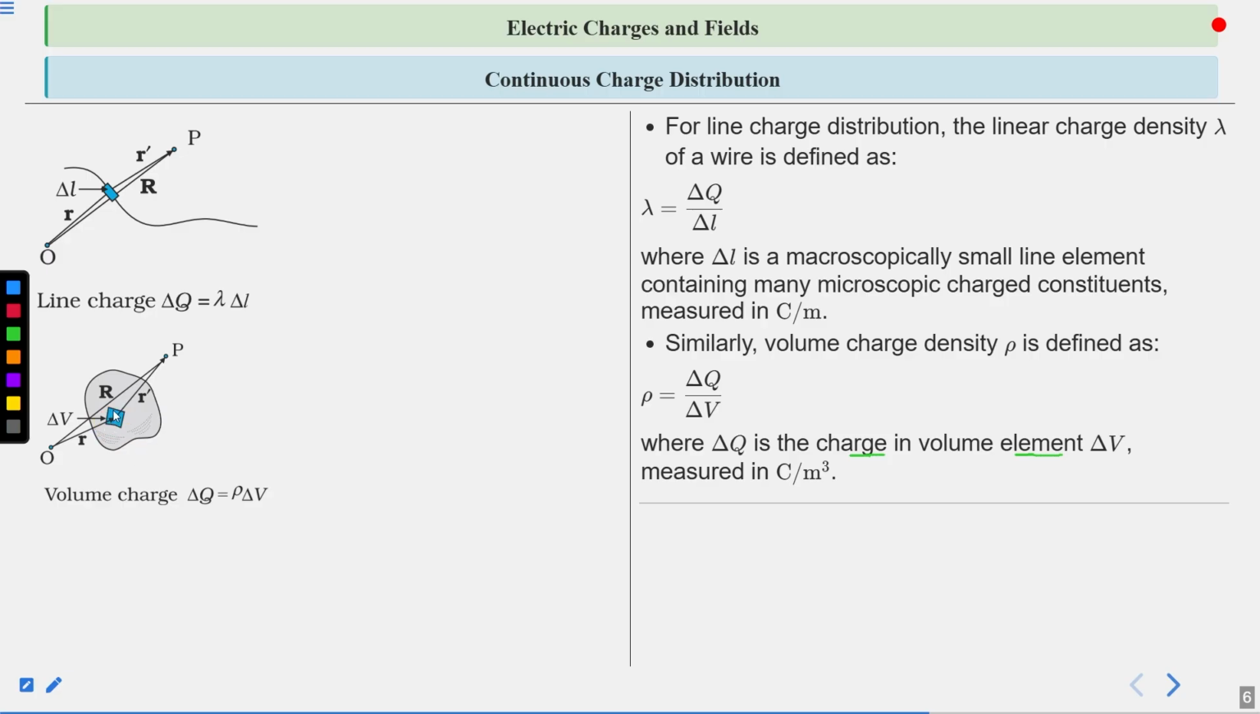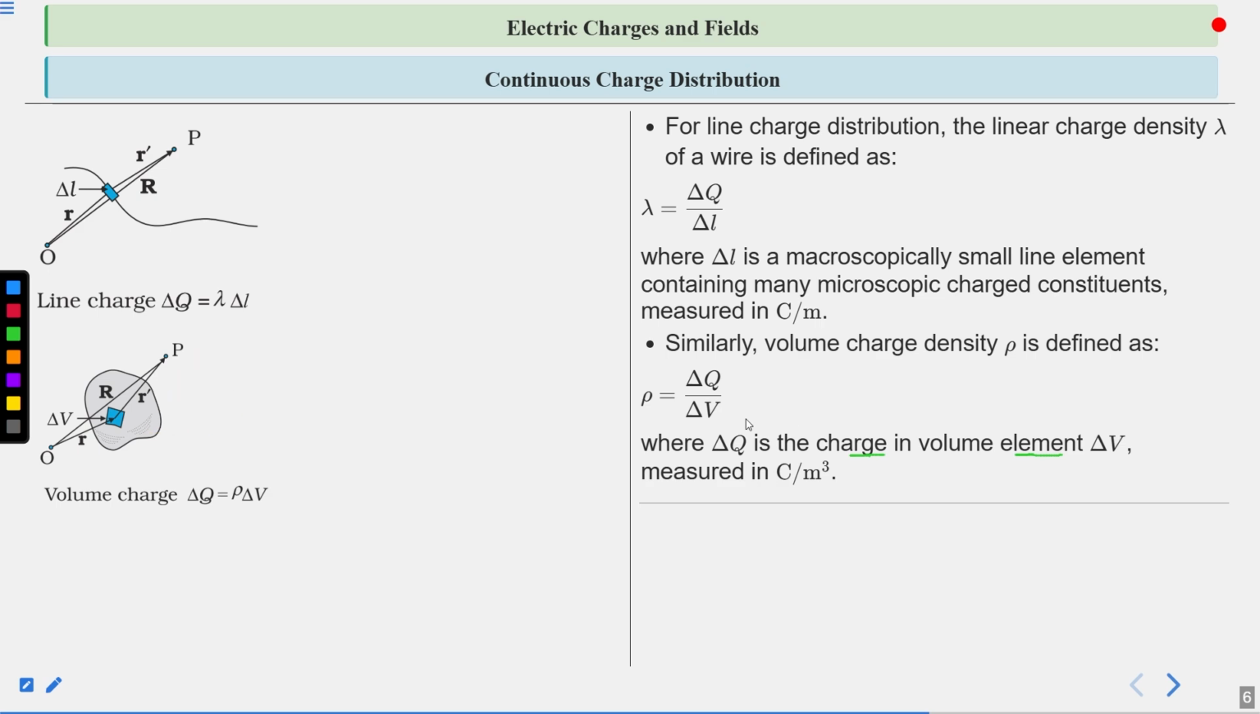Like a cone. Suppose we consider a cone, like this. So the charges are spread along this, along this. So this is a volume charge distribution. I hope this is clear. Small volume element.